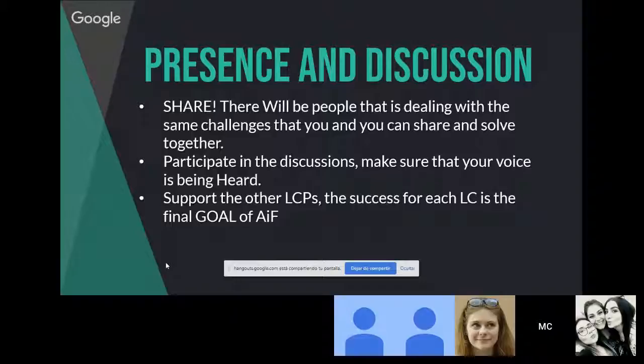Second one is to participate in the discussions. That is my second advice. If there is some discussion happening in the group, make sure that you participate and that the voice of your LC is being heard. And the third one is to support the other LCPs.